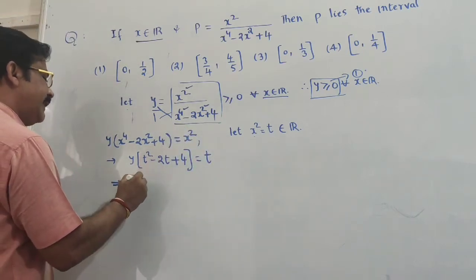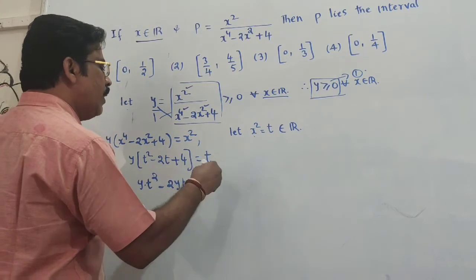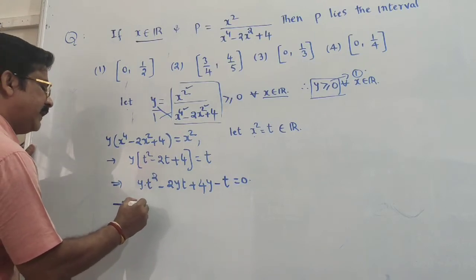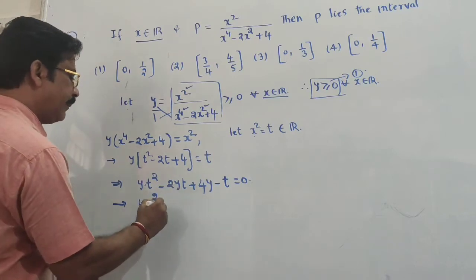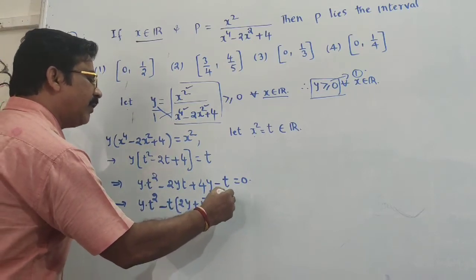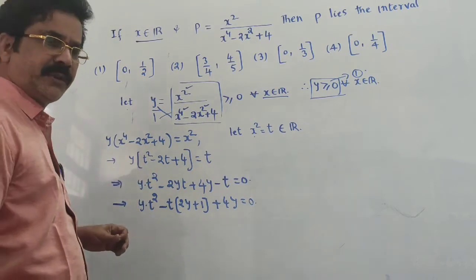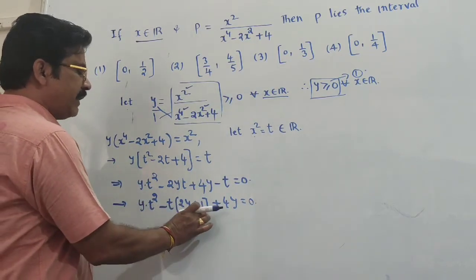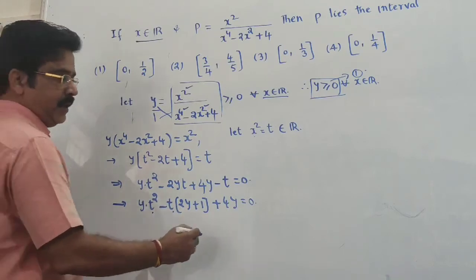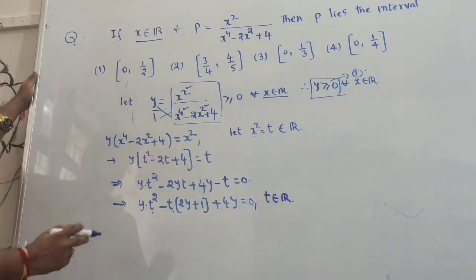So that implies y t square minus 2y t plus 4y minus t equal to 0. So that implies y t square minus t into (2y plus 1) plus 4y. On simplification, writing the quadratic equation in terms of t, we get y t square minus t(2y plus 1) plus 4y equal to 0. So clearly it is a quadratic equation in terms of t, where t belongs to the real numbers.